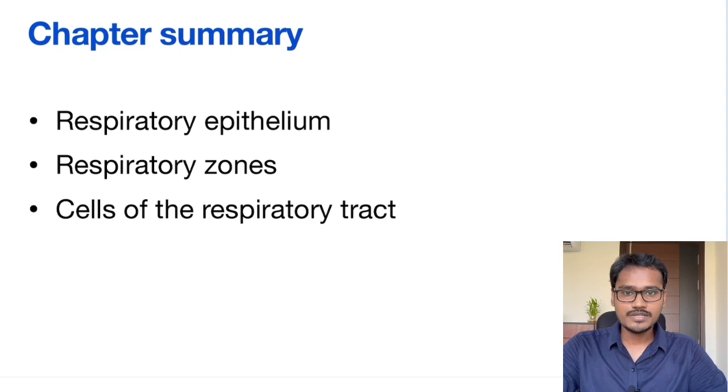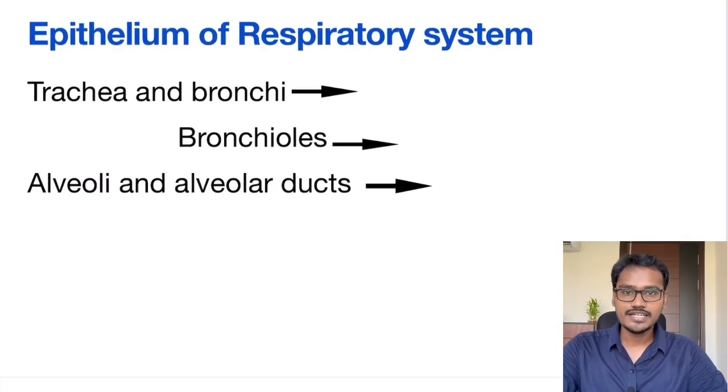First, in this chapter, the things that we are going to see are the respiratory epithelium, then the respiratory zone, then the cells of the respiratory tract. So, coming to the epithelium of the respiratory system, the various regions in the respiratory system are made up of different epithelium.